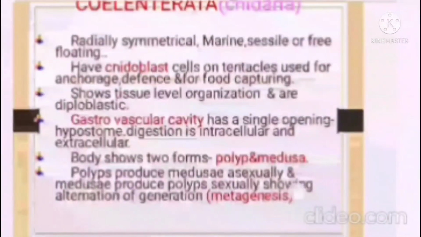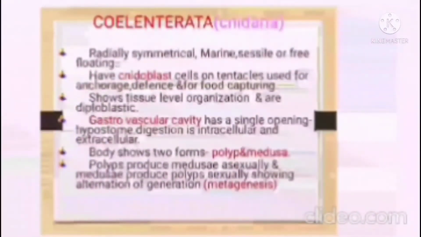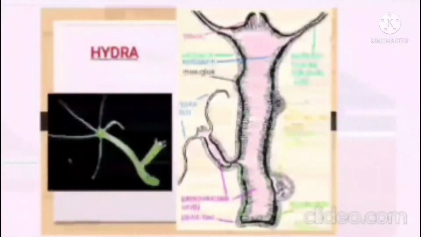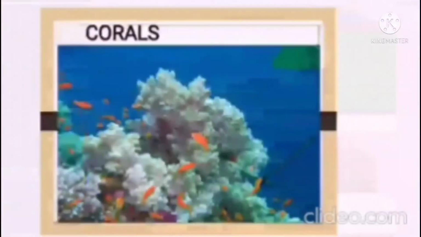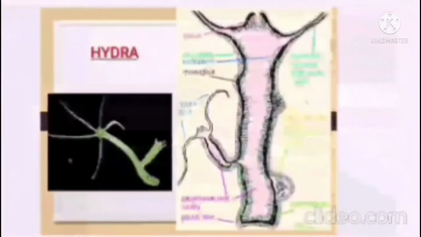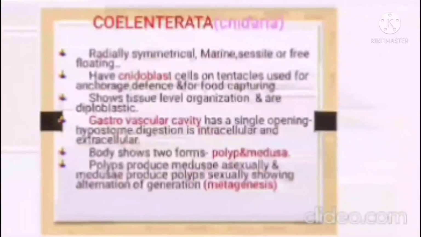The next phylum is Coelenterata. Examples of Coelenterata are hydra and jellyfish. These are all coelenterates, and so are corals and sea anemones. You can find all these sea animals: corals, hydra, jellyfish. All these are examples of Coelenterata. Coelenterata can otherwise be referred to as Cnidaria, or Cnidarians.